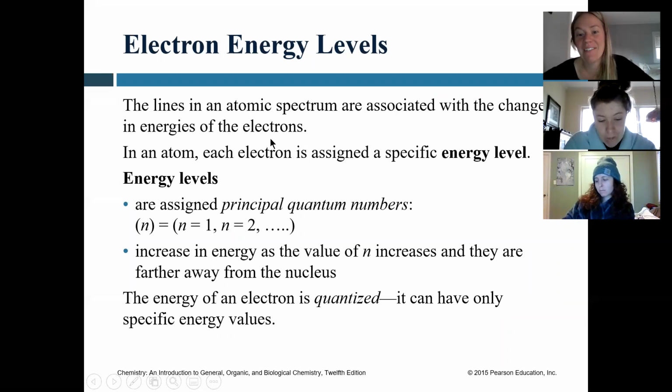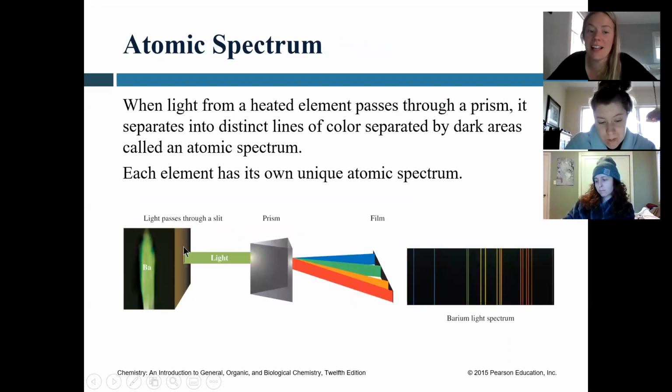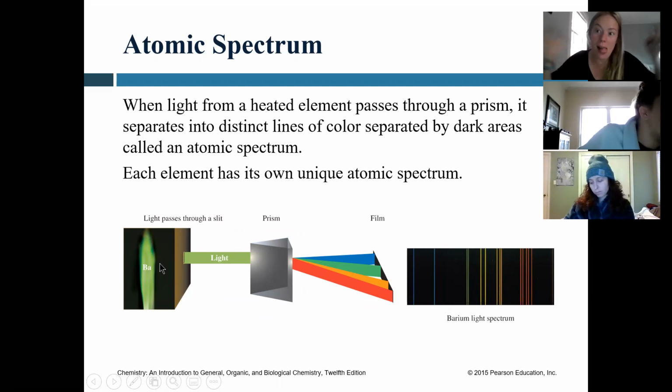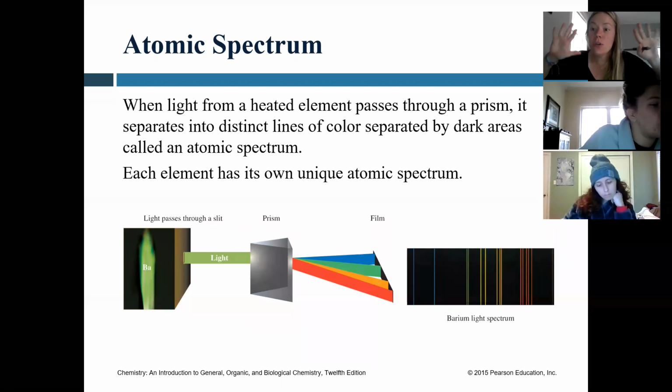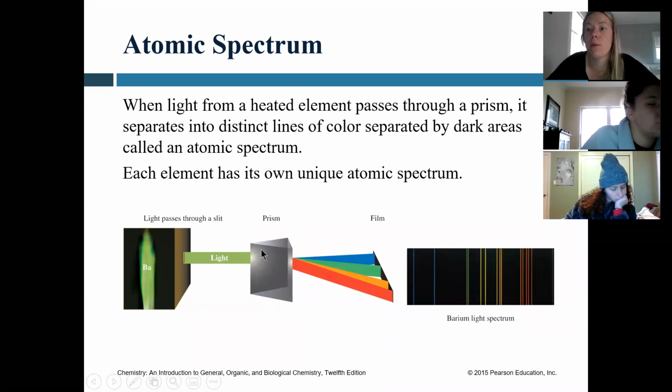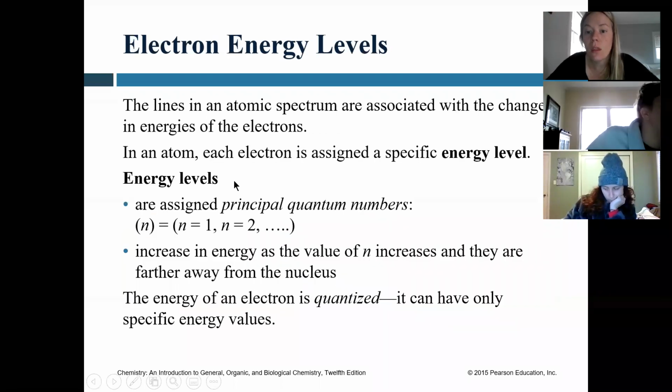What does that mean? When I burn or excite this barium, the little electrons that are floating around the nucleus get energy, and they want to jump to what's known as a higher energy orbit or orbital.